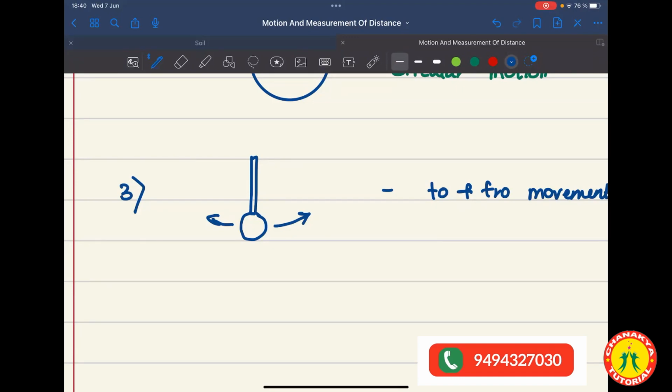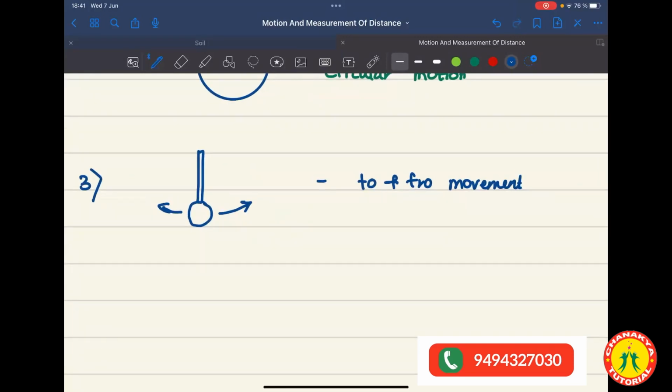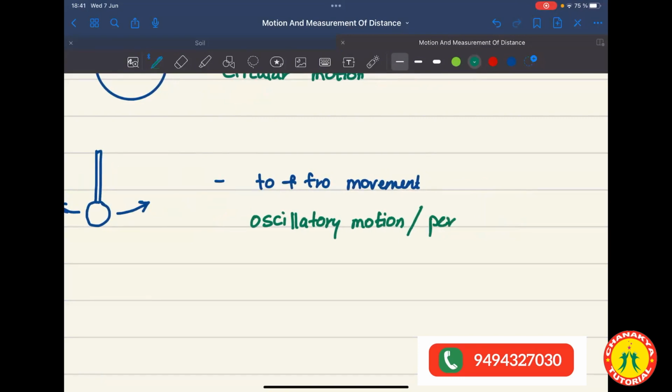Ma'am, oscillatory. Ma'am, our hands, we can rotate it like that. Okay. What did someone else say? Oscillatory something. What is that? What is oscillatory motion? You should be able to tell me what it is, right? To and fro movement. Who is answering right now? Ashwat. Okay. To and fro movement is also called oscillatory motion, or you call it periodic motion.